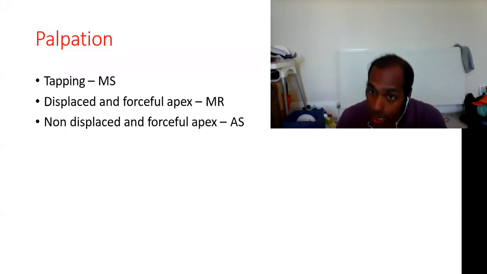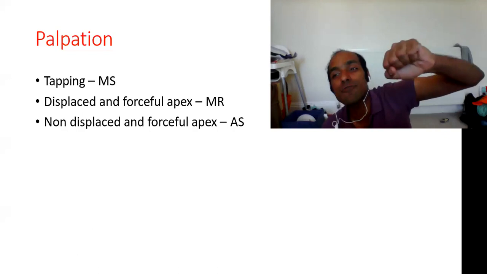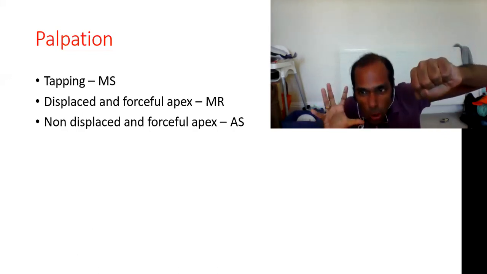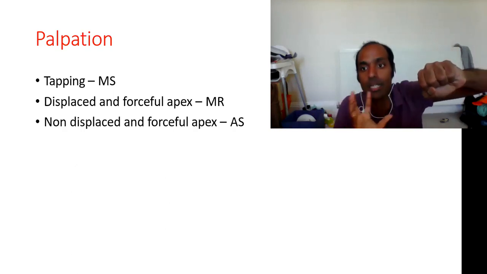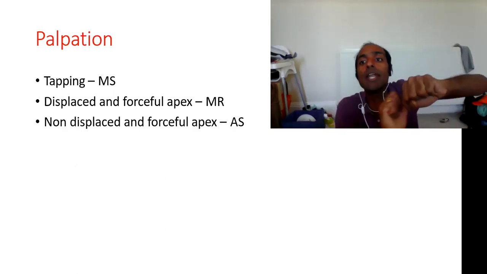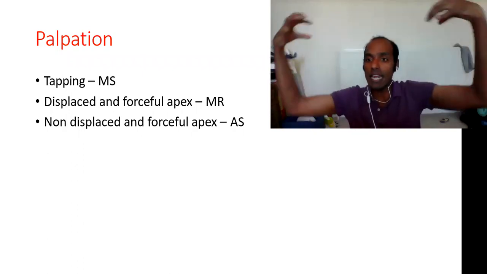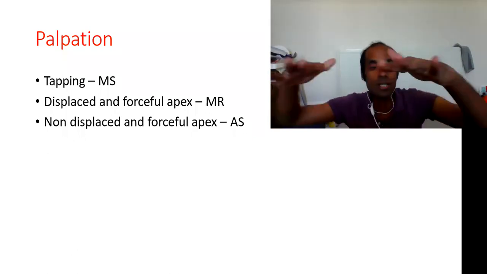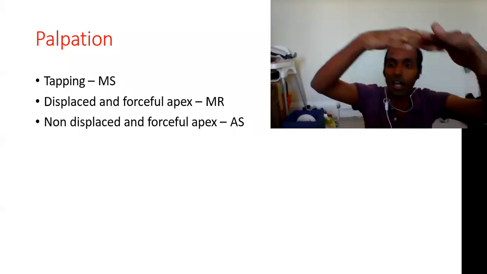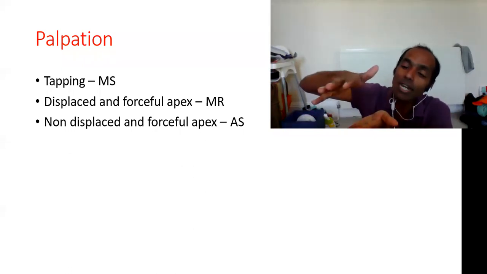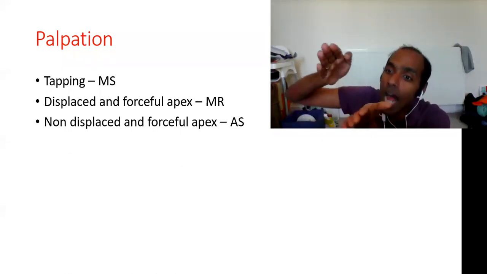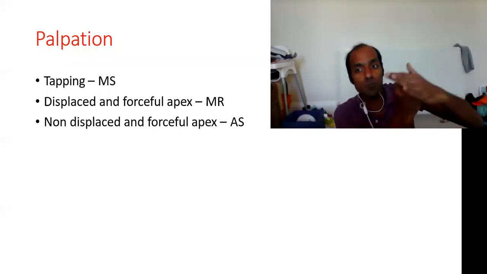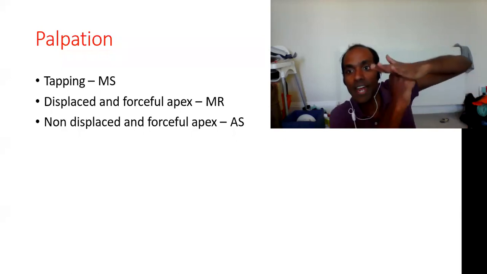In aortic stenosis, because the valve is very narrow, the left ventricle has to give a lot of force to push blood across it. I can't show off my muscles, they are non-existent, so I'm not going to do that. But basically, the left ventricle becomes hypertrophied, and then very forceful.